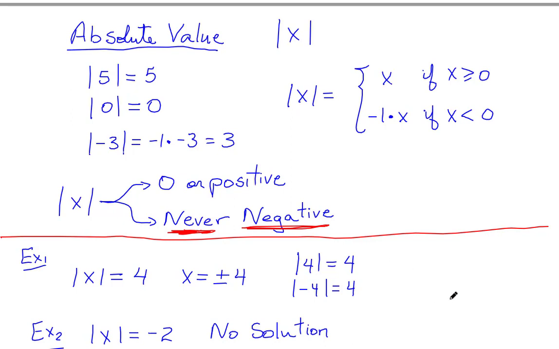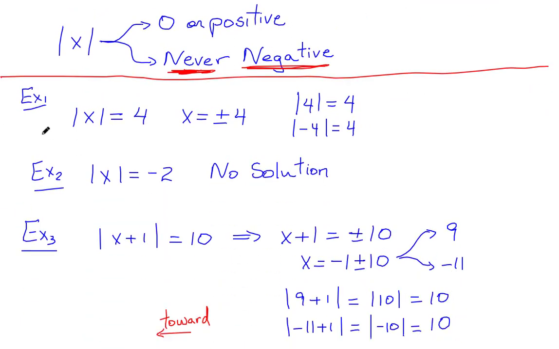So, let's say I wanted to solve absolute value of x is 4. Well, there are two numbers that would work, plus 4, minus 4. Because absolute value of 4 is 4, and absolute value of minus 4 is also 4. What about absolute value of x is minus 2? Well, there's no solution. That's not possible because absolute value is never negative.